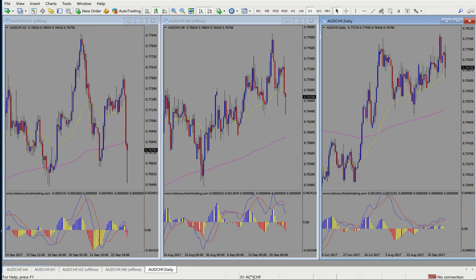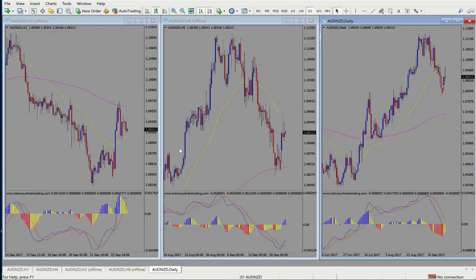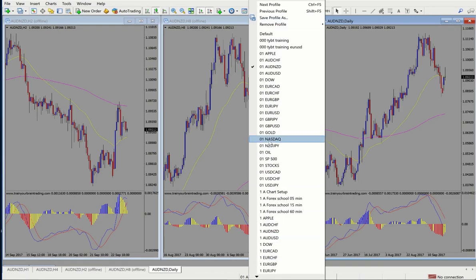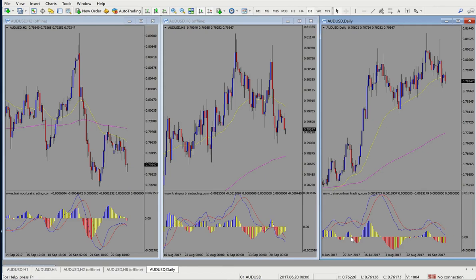On the Aussie Kiwi, do we have anything down here that looks like trading strategy number one on any time frame? No, we don't. We move on. Aussie dollar. Do we have anything on the 2 hour? No. On the 8 hour? No. On the daily? Yes.